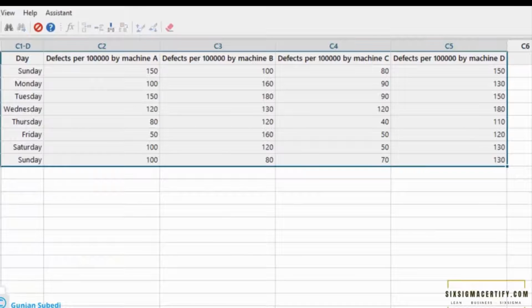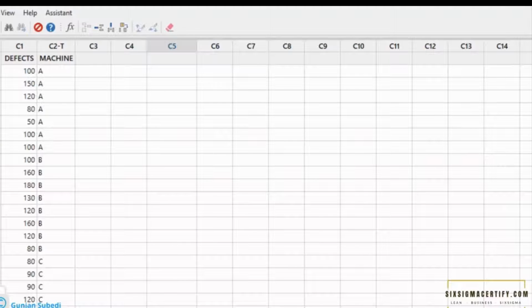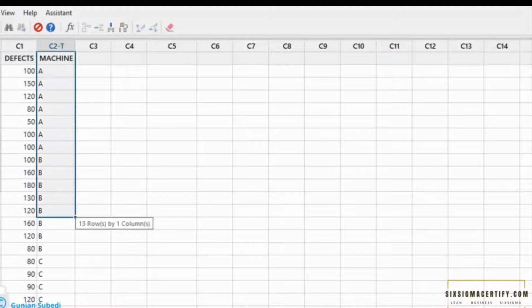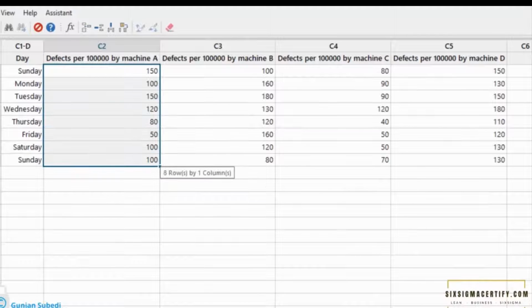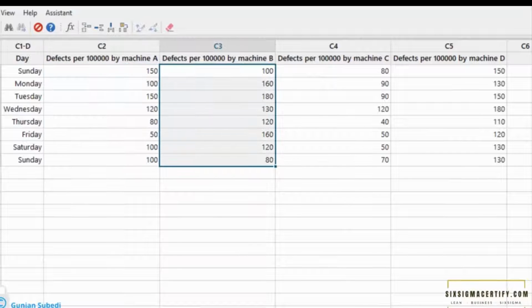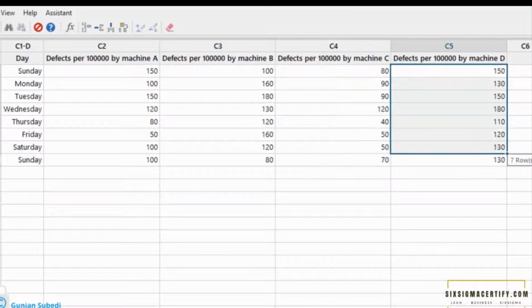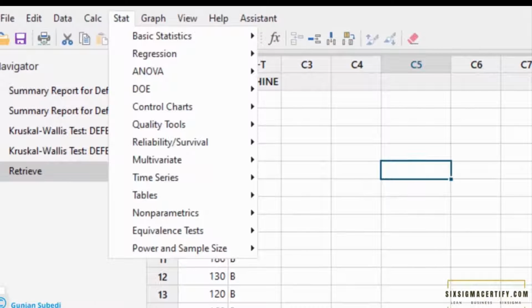So in this example, what we are interested in is finding out whether there is a significant statistical difference between the defects produced per 100,000 items by Machine A, Machine B, Machine C or Machine D on different 8 days. Before running the test in Minitab, we convert it into a different kind of worksheet. We write all the defects in one column with the corresponding machine. For example, first of all, we write the defects produced by Machine A, then Machine B, Machine C, and Machine D. After that, we go to Stat and we go to Nonparametrics.